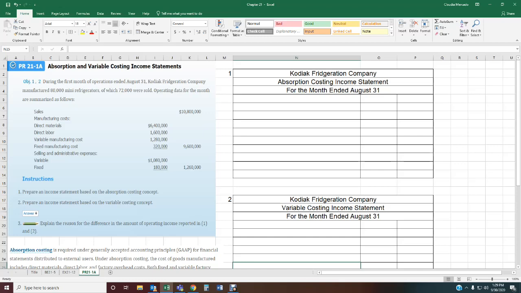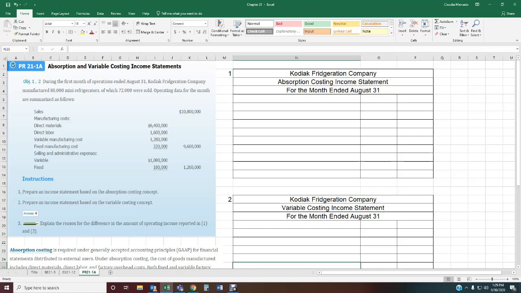This problem deals with absorption and variable costing income statements. During the first month of operations ended August 31st, Kodak Refrigeration Company manufactured 80,000 mini refrigerators, of which 72,000 were sold. Operating data for the month are summarized as follows. They give you all of the data: the sales, the manufacturing cost, direct materials, direct labor, variable manufacturing costs, fixed manufacturing costs, and selling and admin expenses, variable and fixed.